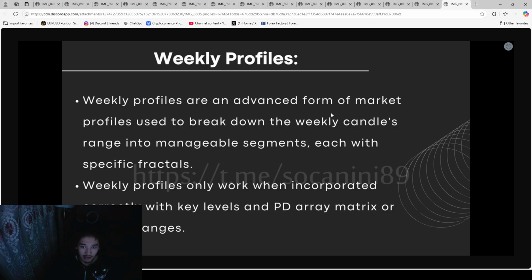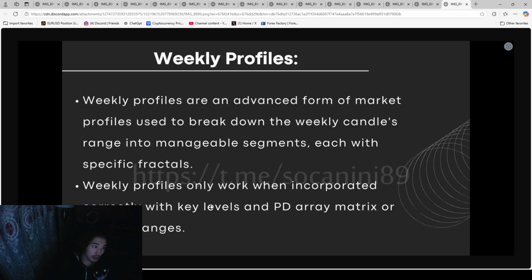Weekly profiles are an advanced form of market profiles used to break down the weekly candle's range into minimal segments, each with specific fractals. Weekly profiles only work when incorporated correctly with key levels and the PD array matrix or dealing ranges. I'm going to show you a better way, the same thing I showed you in chapter 7 with the daily profile. I'm going to do the same thing with the weekly.